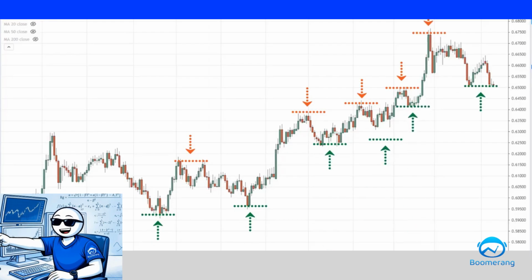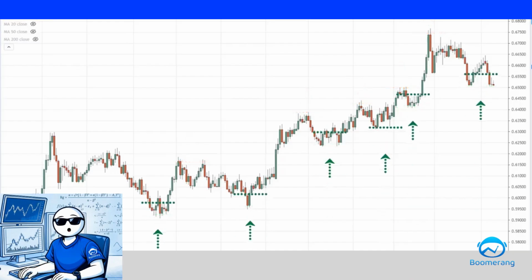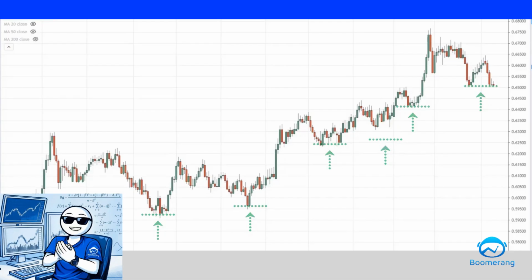Okay? So you can see that in the grand scheme of things, in the big picture, if you look from left to right, this market is heading higher. It's in an uptrend. And if a currency pair, if a market is in an uptrend, what should you be doing? Looking for buying opportunities or selling opportunities? I'm sure you got the answer.